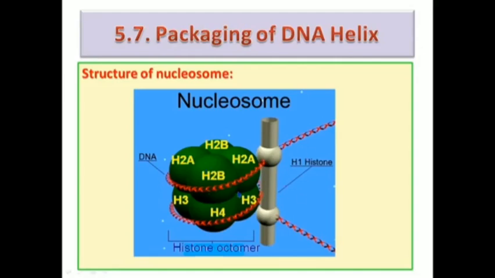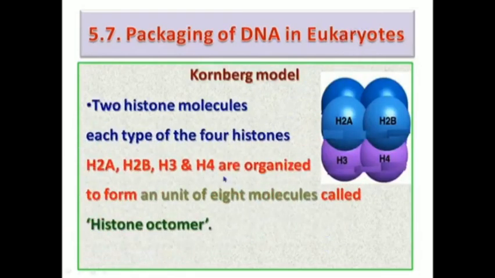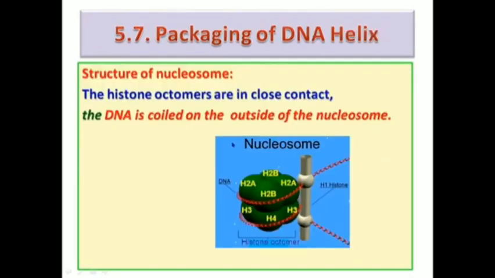So here we can see the histone octamer made up of H2A, H2B, H3 and H4. The four types of histones are inside the octamer. You can see in this picture, there are four types and the fifth type, H1, is outside the octamer. The DNA is wrapped around the octamer. Two histone molecules of each of the four histones, H2A, H2B, H3 and H4, are organized to form a unit of 8 molecules called the histone octamer.